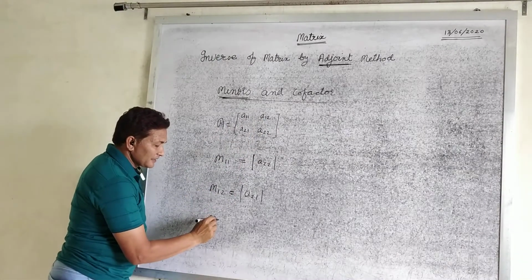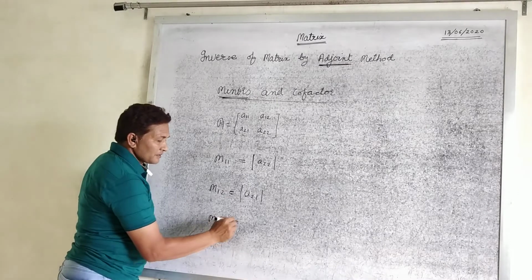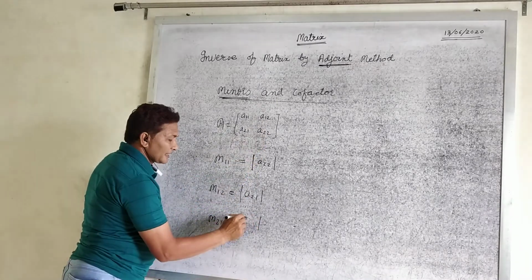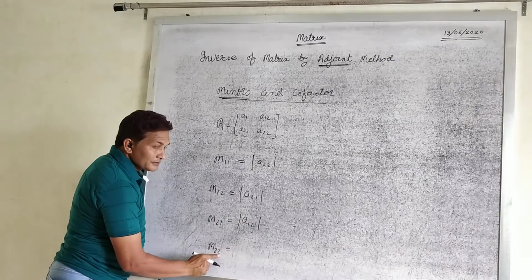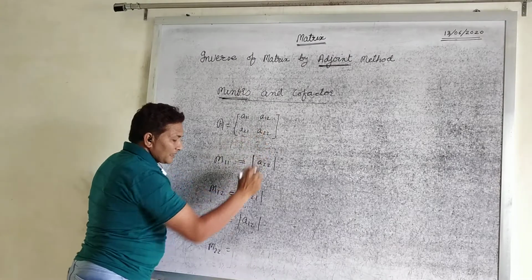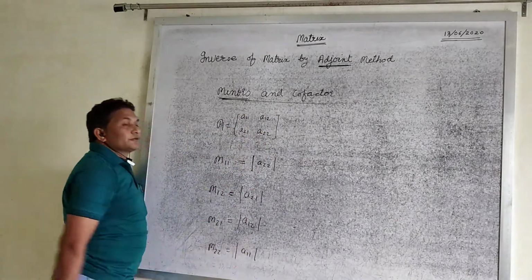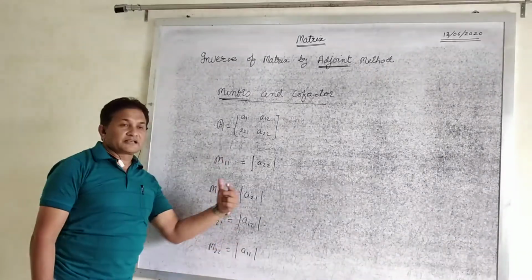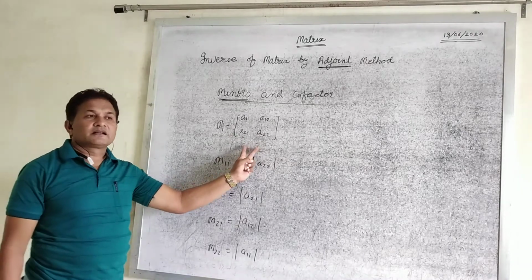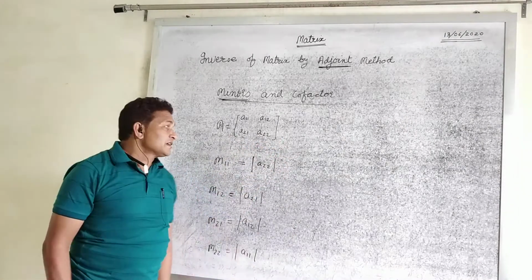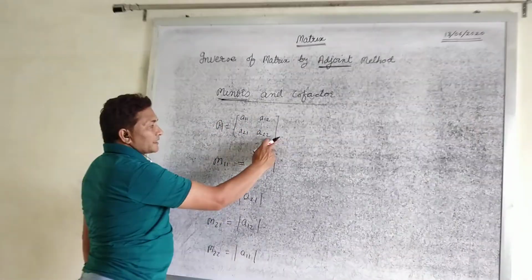Now the third element is M21. For M21 we leave second row, first column. Therefore the remaining element is A12. Next M22, so we leave second row, second column. Therefore the only remaining element is A11. So this is the way to find the minors of the elements. This is for 2 by 2. In the next video we will learn the minors of a 3 by 3 matrix. So these are the minors of the elements of a square matrix having order 2 by 2.